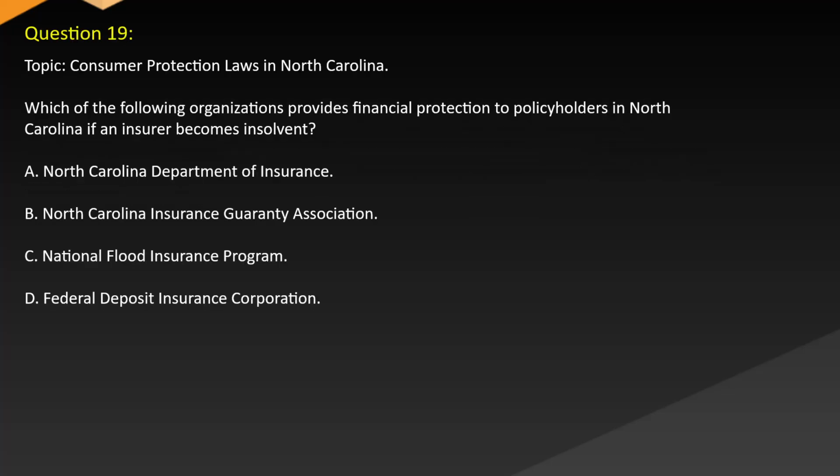Question 19. Topic: Consumer protection laws in North Carolina. Which of the following organizations provides financial protection to policyholders in North Carolina if an insurer becomes insolvent? A. North Carolina Department of Insurance. B. North Carolina Insurance Guarantee Association. C. National Flood Insurance Program. D. Federal Deposit Insurance Corporation.